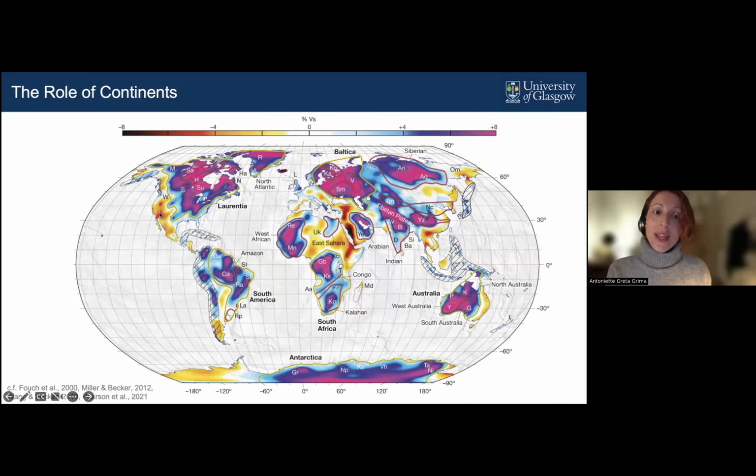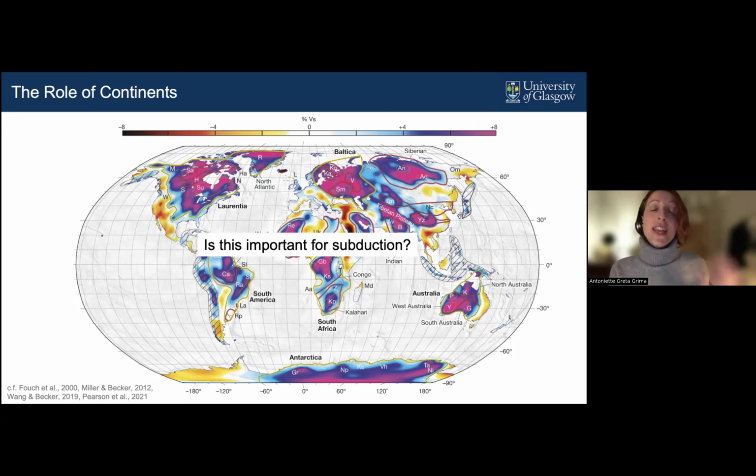The other thing that we can notice from looking at this map is that these continental cratons, or these older parts of the continents, are very diverse in terms of their size and their shape, right? So then the next question that we asked ourselves was, is this important for the slab dynamics? Does this have any influence, or does this in any way affect the evolution of deformation on the overriding plate?